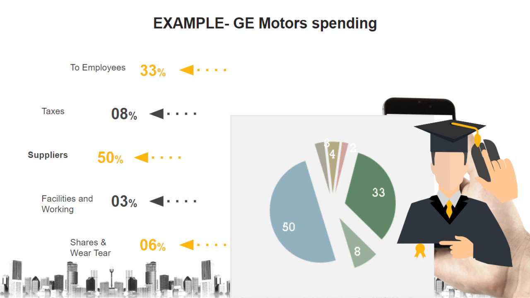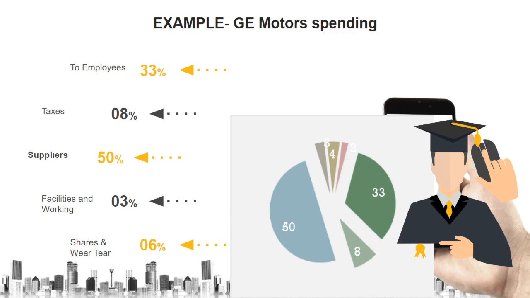Let's take an example of GE Motors. How does GE Motors spend its 1 rupee? 33% goes towards employees, 8% towards taxes, 3% towards facilities and working, 6% towards shares and wear and tear and other things. But the major toll is taken up by materials, that is, what they are paying to the suppliers: 50%. Right? So this is where materials management comes into the picture. This is 50%, plus you can talk about the carrying cost of materials which may be around 20%, then again it will rise to a large amount.